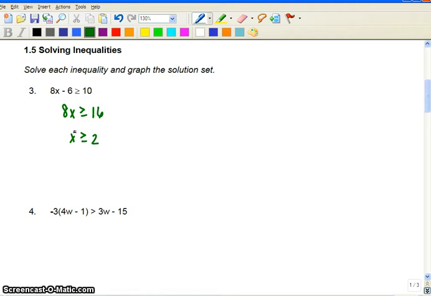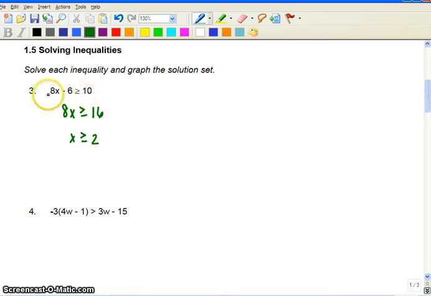The difference between an inequality and an equation is in an equation, you typically get one answer. In an inequality, you're going to have multiple answers that would work for this problem. So in our answer, it says x is greater than or equal to 2. So it says that 2 will work. So 8 times 2, 16 minus 6, it's 10, is greater than or equal to 10. Yes, because it's equal to 10.